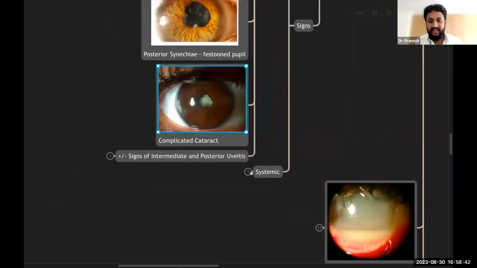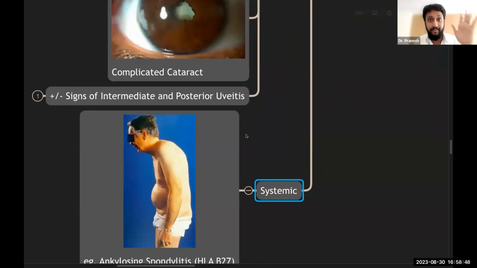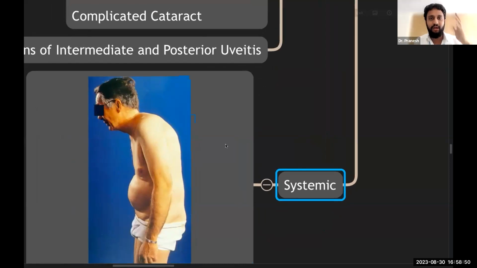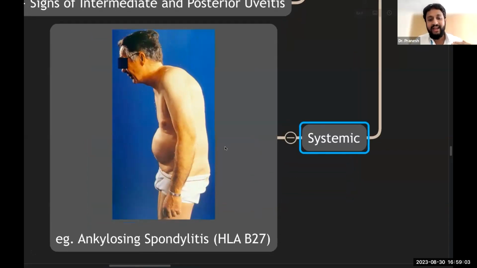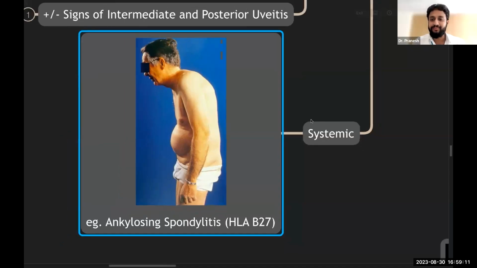So like I said, always ask for systemic history. Whenever a patient has an acute red eye, especially a young male, here I've got an old male, but think of a young male with a very painful red eye. If they walk into the clinic with a stooped, bent posture, ask for any history of chronic backache that can indicate ankylosing spondylitis. Just one example to show why asking the history of systemic condition is important for an acute red eye.